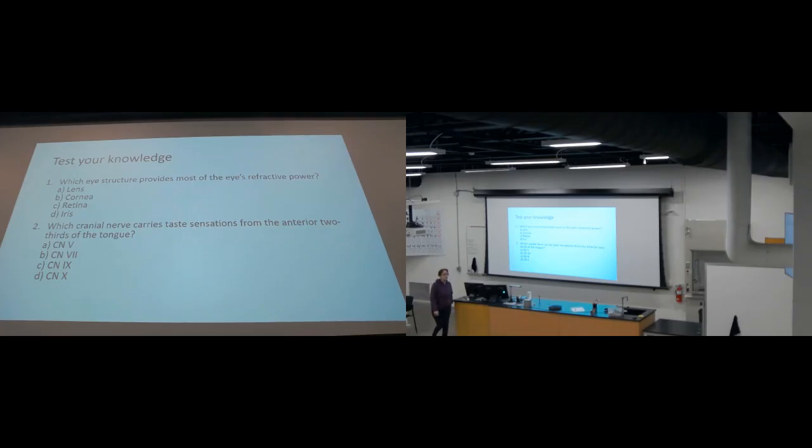Now your test your knowledge questions. Which structure of the eye provides most of the eye's refractive power? Lens, cornea, retina, or iris? Remember, refraction is bending of the light, in this case towards the macula lutea, which is the area where we have more photoreceptors. So which of these four structures brings more light into the retina?